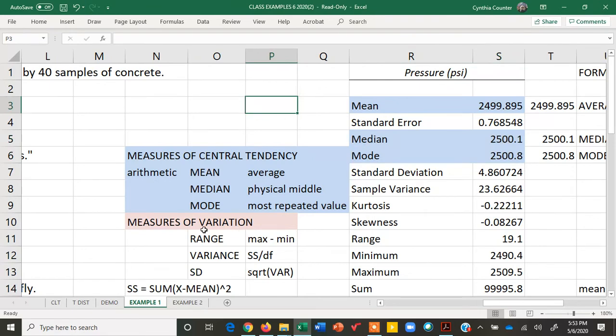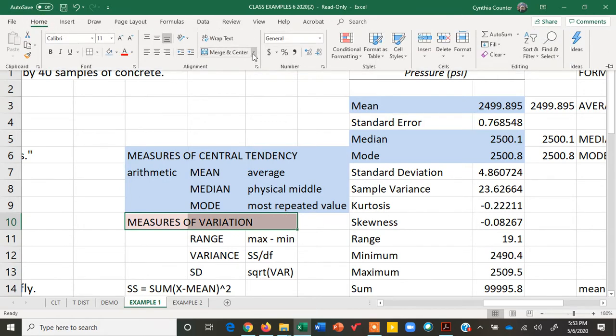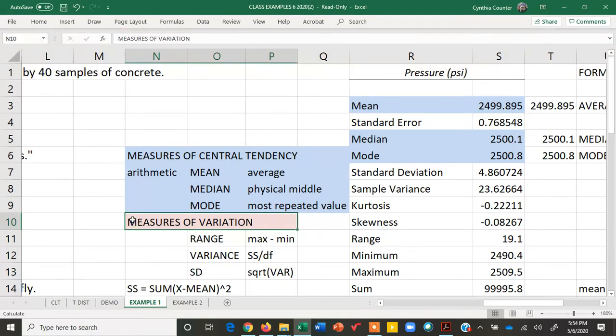Well, what other types of measures are there? There are measures of variation. What the measures of variation do is they tell you how much your data is spread out, how much it's dispersed. So measures of variation you can think of as dispersion, how much it's spread out.